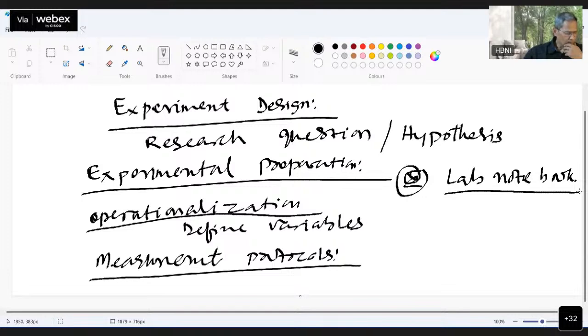And then finally you run your experiment. Once your experimental design is decided, how the experiment is to be done, what are the things you have to measure, you just run your experiment with those criteria.